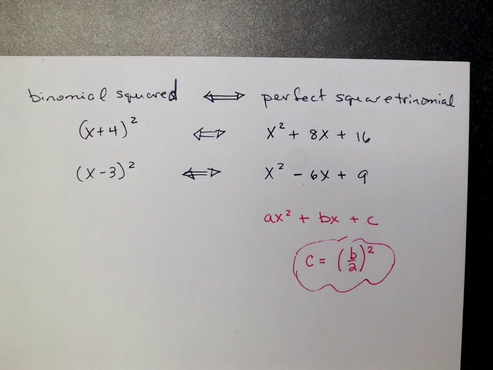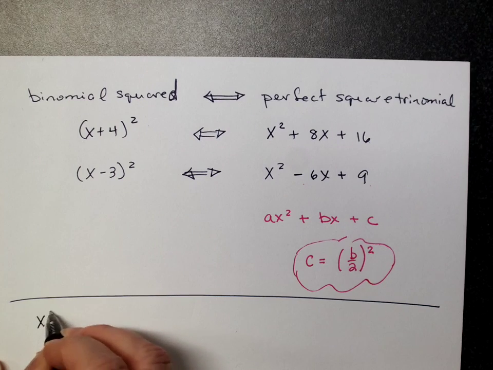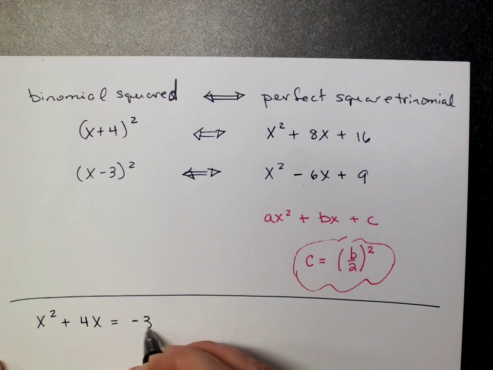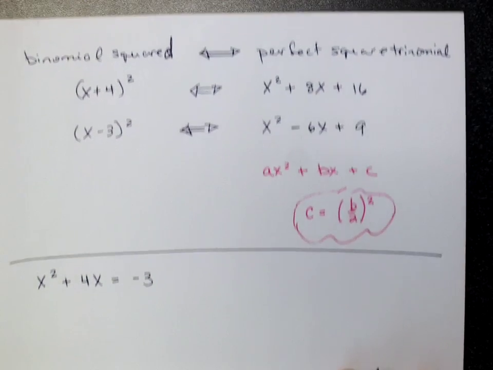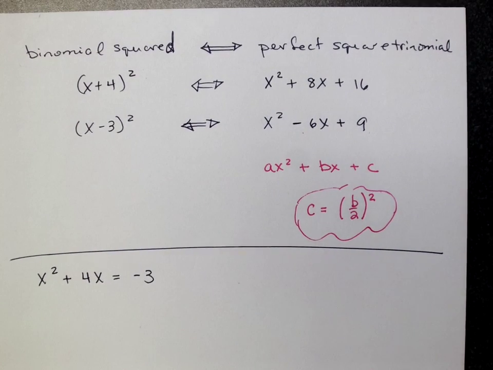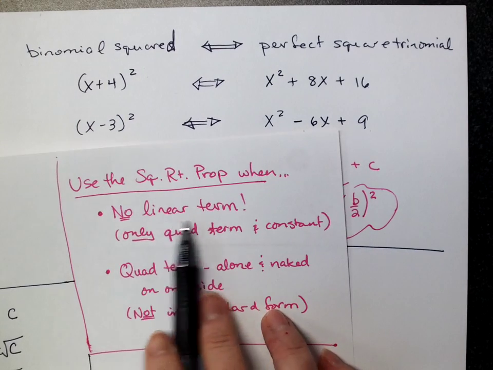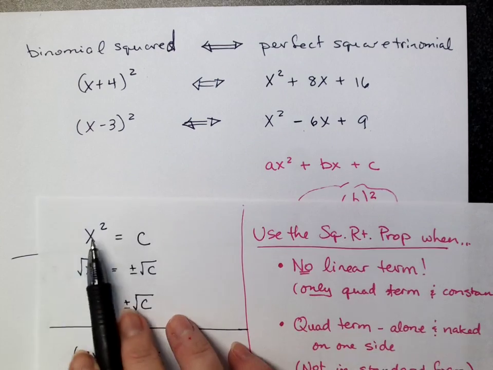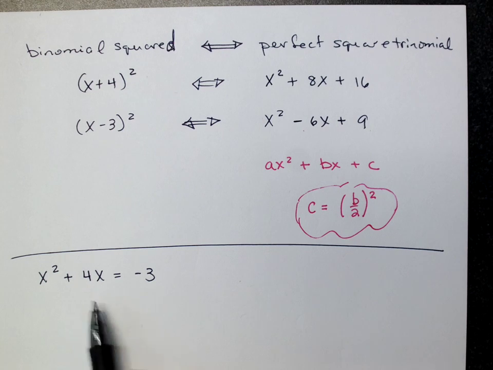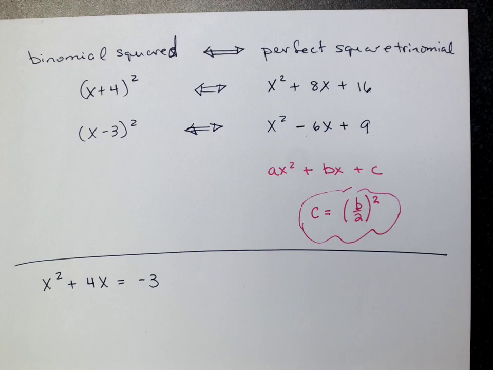So, let's say we've got x squared plus 4x is equal to negative 3. Now, to use our square root property, we cannot have a linear term. We have to have just a quadratic and a constant. Do we have a linear term here? Yeah. So if you just try and square root both sides, illegal move.